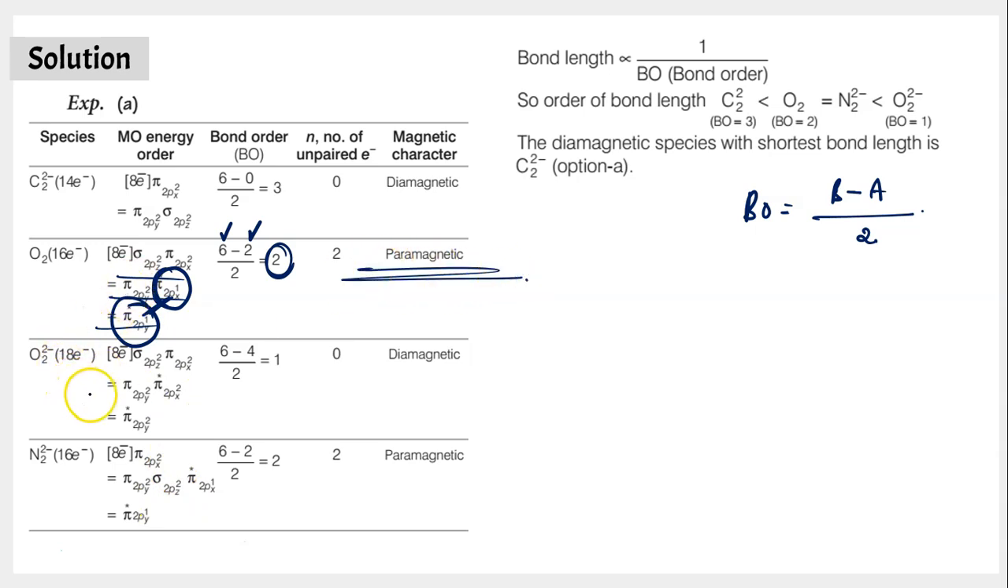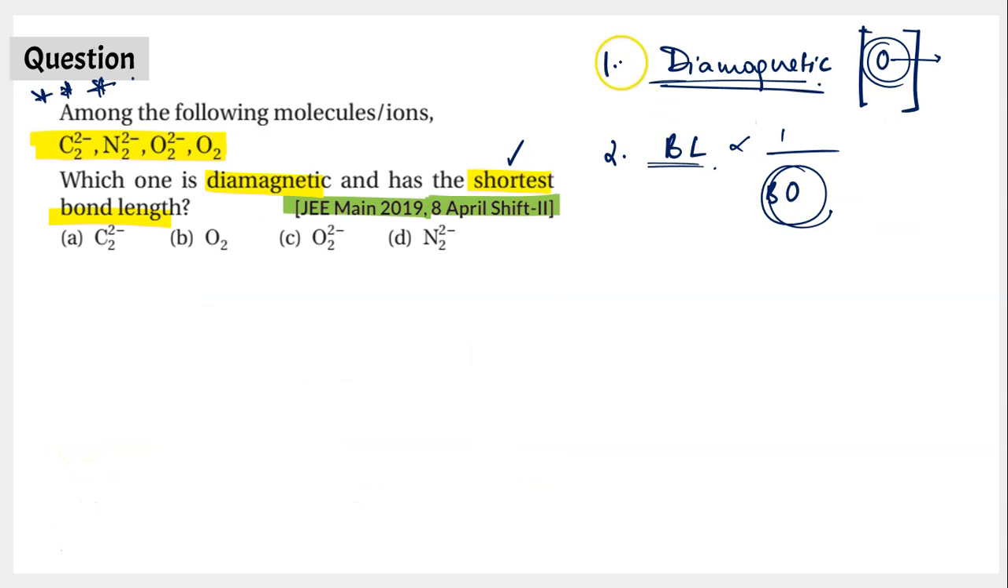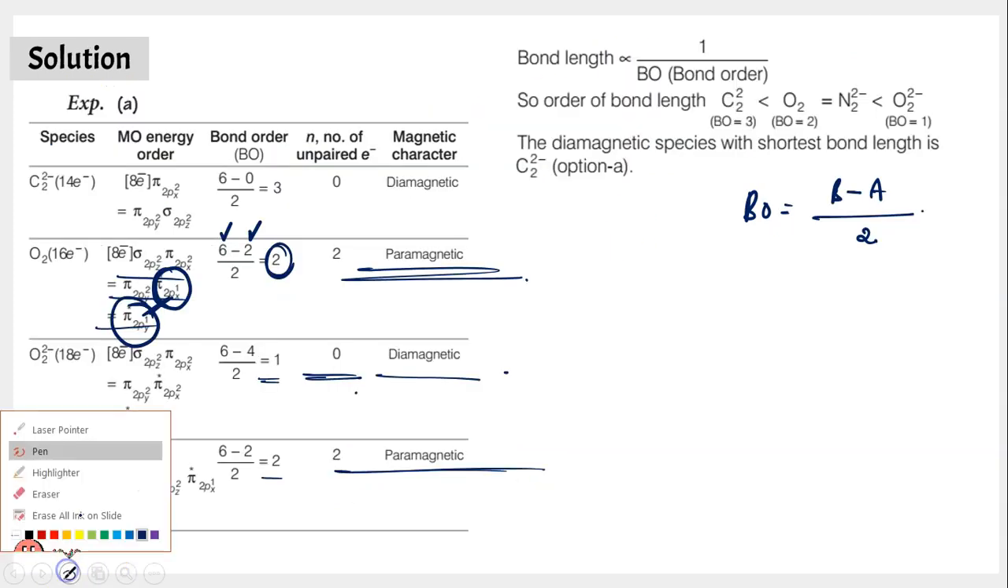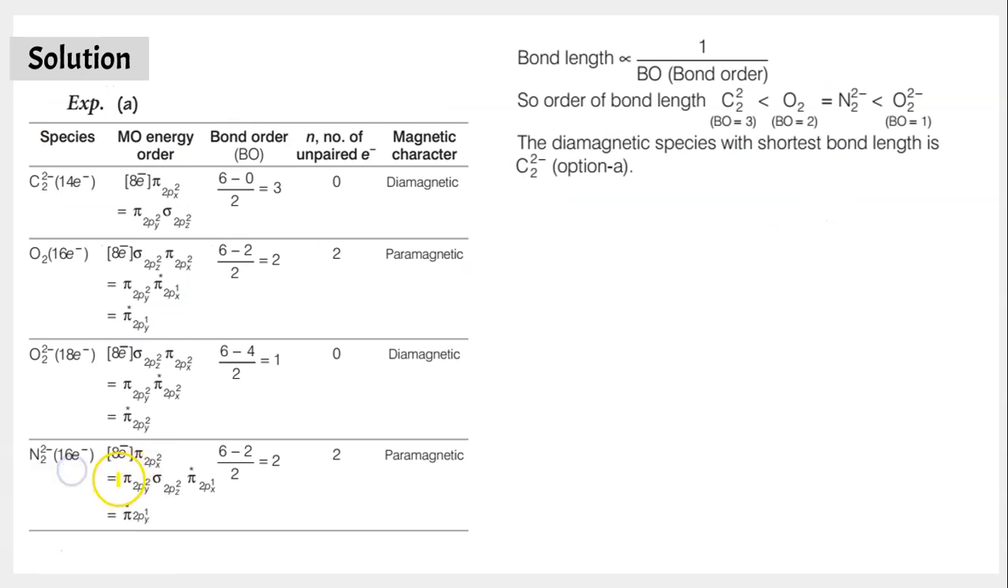And using the same set of logics, the third molecule has 0 unpaired electrons, diamagnetic, and its bond order is equal to 1. And the fourth molecule has bond order 2 and it is also paramagnetic. So according to the question, we need to figure out the molecule which is diamagnetic. So how many diamagnetic molecules do you have over here? We have 2 diamagnetic molecules, the first one and the third one.